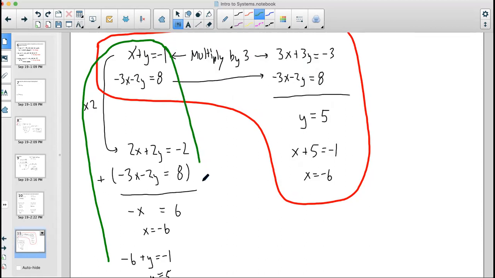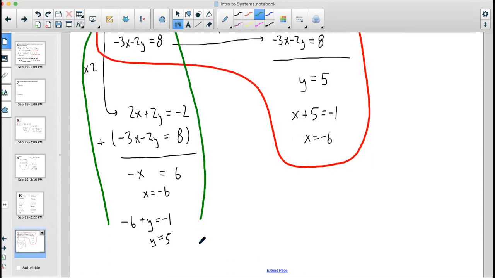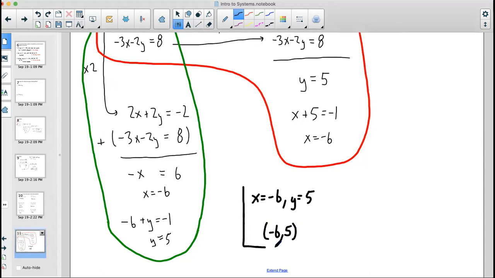I just want it to be clear that this is 2 different ways to do this. Like I said, I would never use elimination twice on the same system. You just use it once, and then it's much easier just to plug this value back in to get your second answer. But conveniently and happily, we got the same answer both times. We got x is negative 6 and y is 5. Or you could, of course, write it like this. So this is the answer.